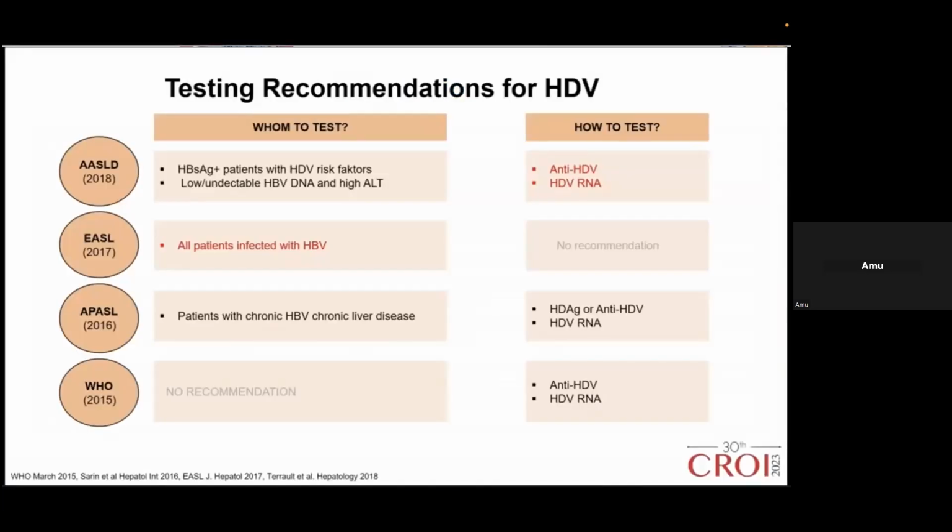So at present, there are discordant guidelines internationally regarding who should be screened for hepatitis D infection and how to perform it. The European Association for the Study of the Liver recommends screening in all people who have a hepatitis B surface antigen. The Asian Pacific Association for the Study of the Liver recommends screening all people with chronic hepatitis B infection. And in 2018, the American Association for the Study of Liver Diseases, by contrast, recommended risk-based screening for hepatitis D.